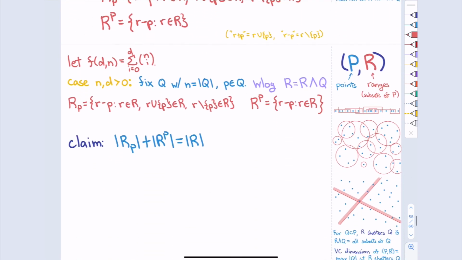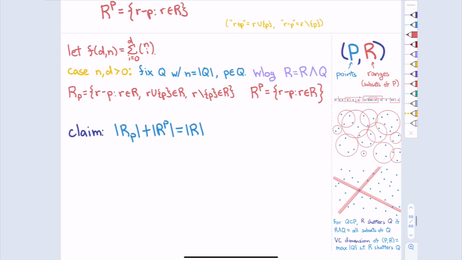The claim is that these two families added up give you the total number of ranges. Why? We have ranges that contain P but don't have a matching partner. Then we have ranges that contain P and have a matching partner, which is a range without P in it. And then we have ranges without P.